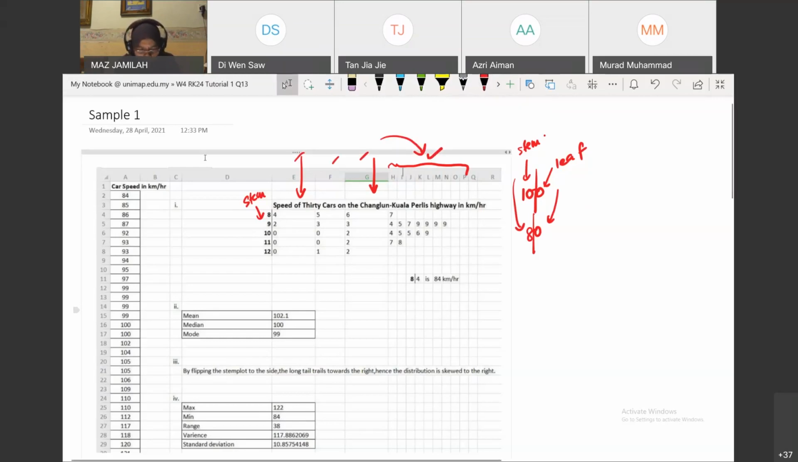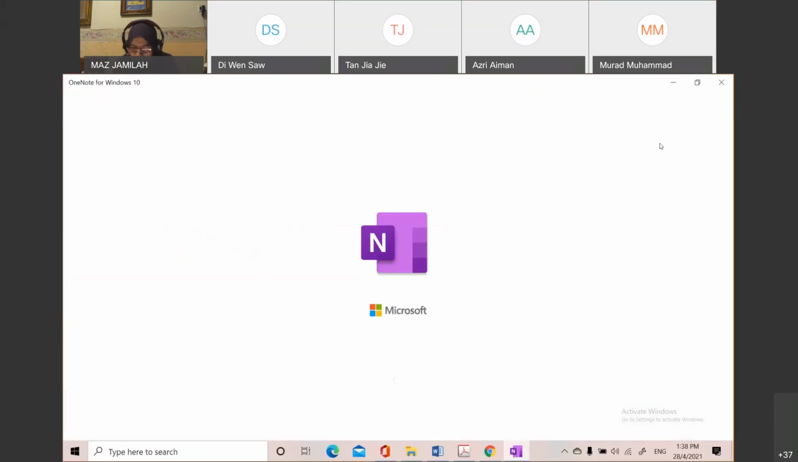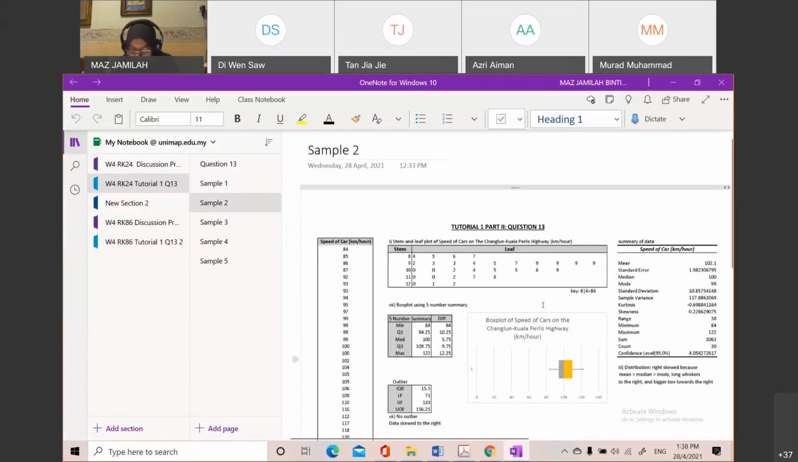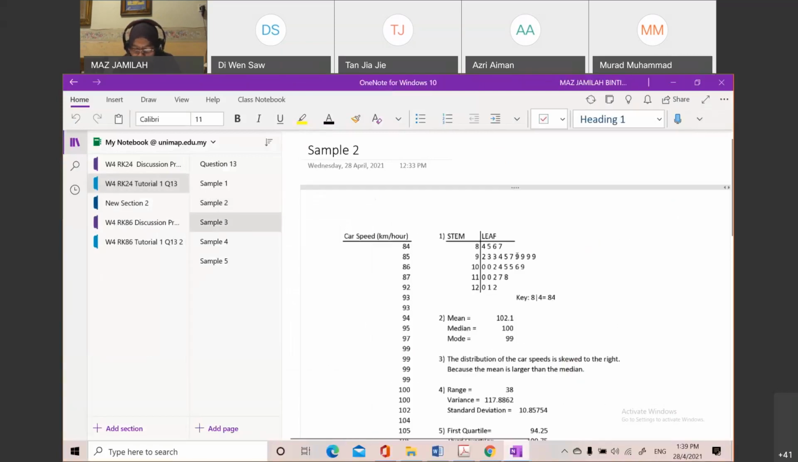Okay, let us look at the second sample. Even though the second sample has similar column width, the width itself is too large, and the stem looks a bit awkward. So let us look at the third sample.